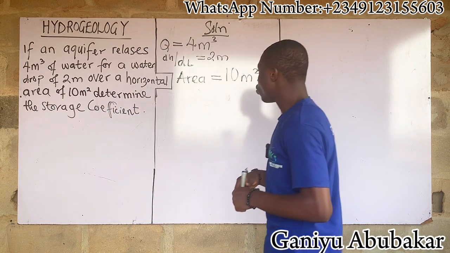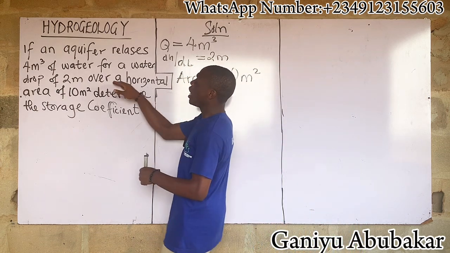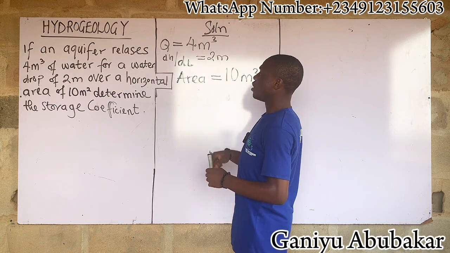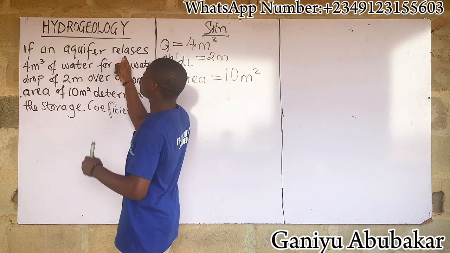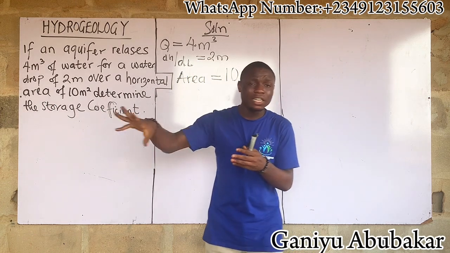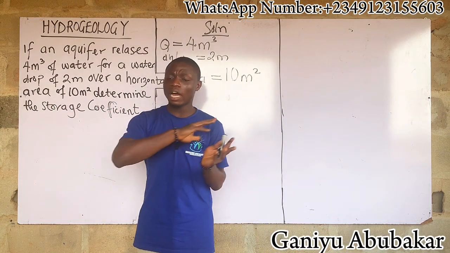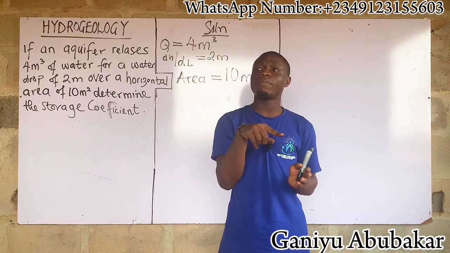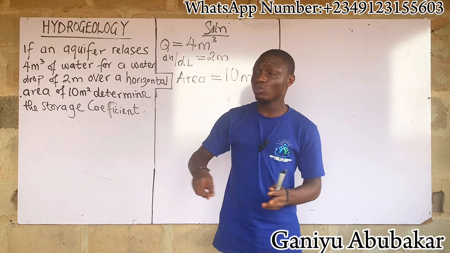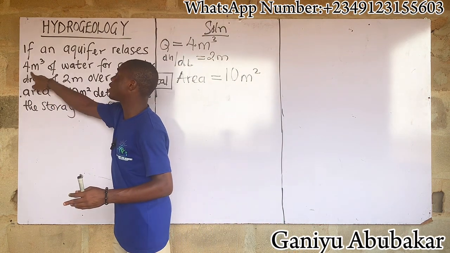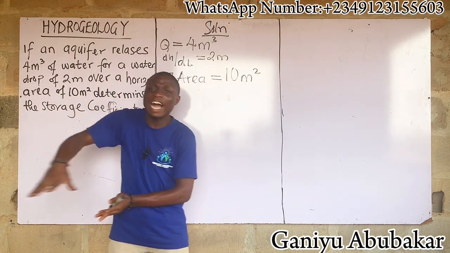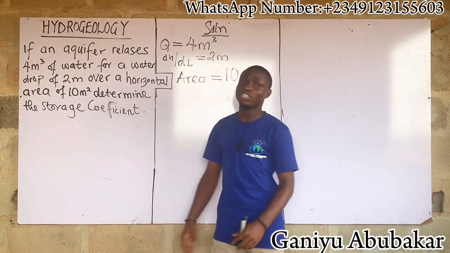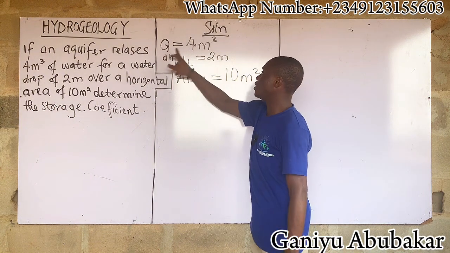Determine the storage coefficient. Listen up. In this case, our horizontal distance is the h over l. Why this? When something is released, it signifies discharge. That's under your fluid mechanics concept, when you discuss flow rate, discharge, right? So this 4 meter cube represents the rate at which water is being released from the aquifer. That 4 meter cube represents your discharge. So that's Q.